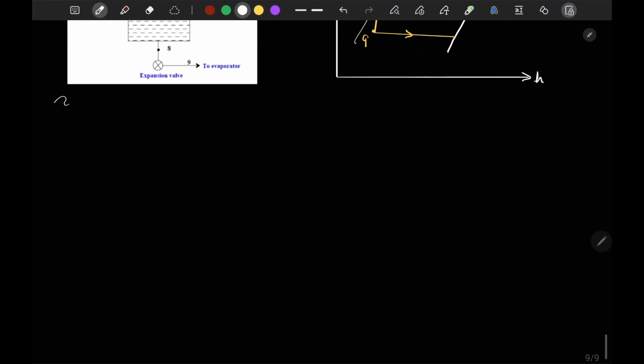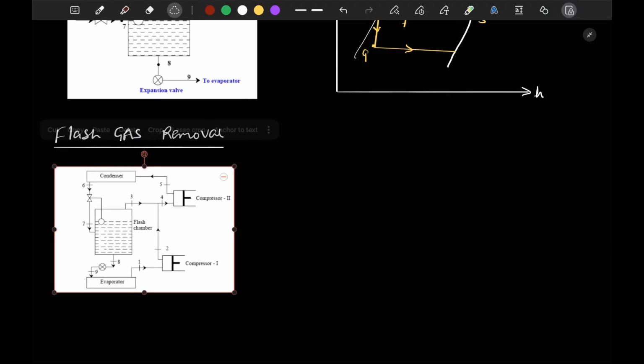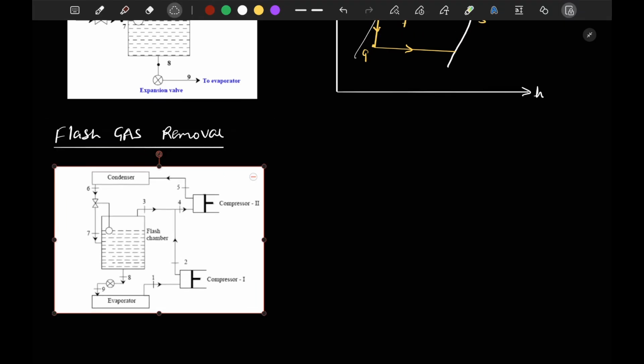So let me write the topic here: flash gas removal. If we talk about flash gas removal, this is the schematic diagram for our flash gas removal.